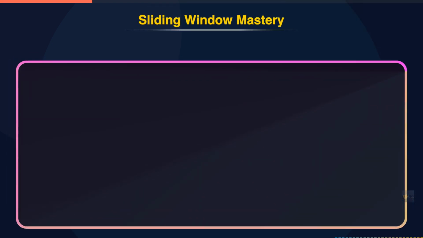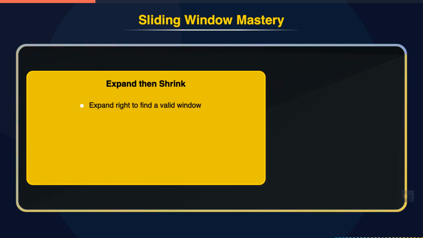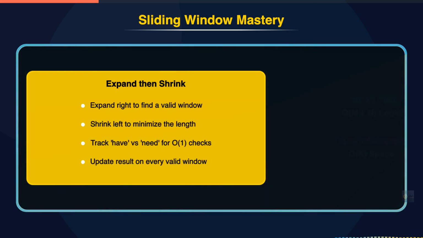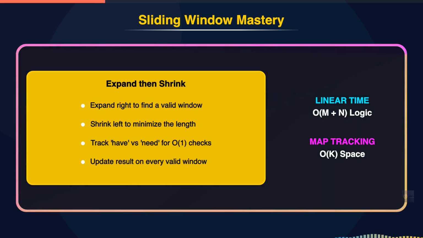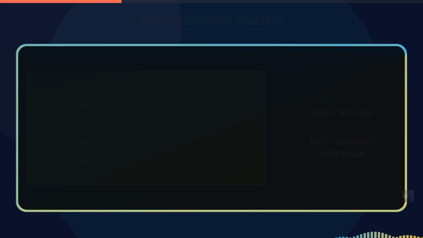Now, for our strategy. We use the sliding window technique with 2 pointers. By maintaining a frequency count of characters in our current window and comparing it to our target, we avoid redundant checks. The key is the have and need variables, which let us check if a window is valid in O(1) time. Let's dive into a step-by-step dry run.